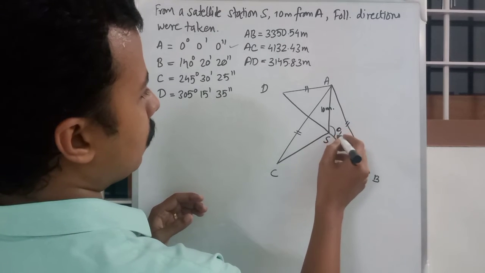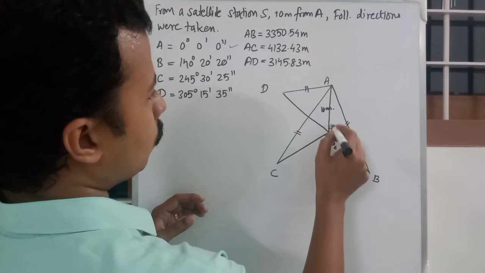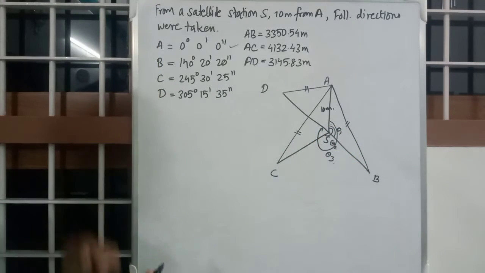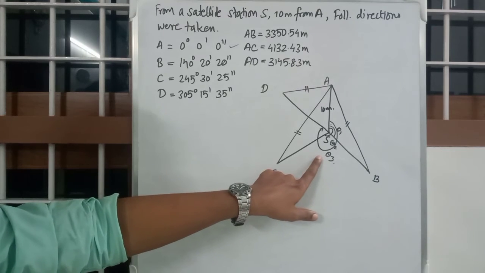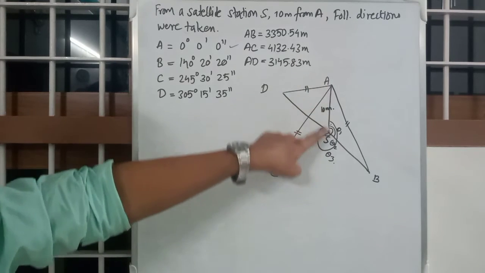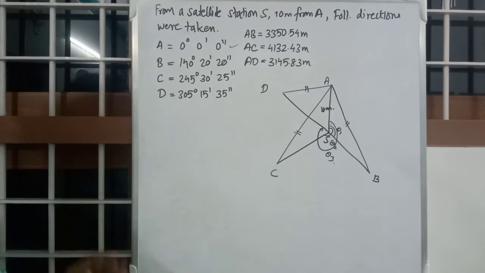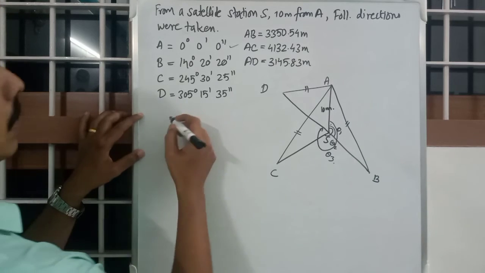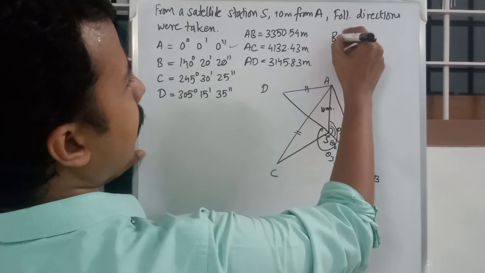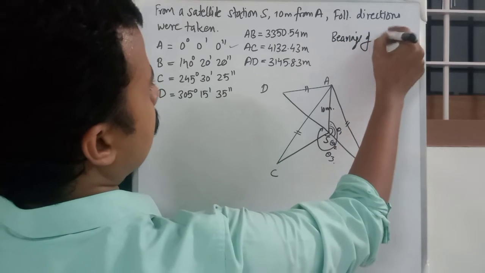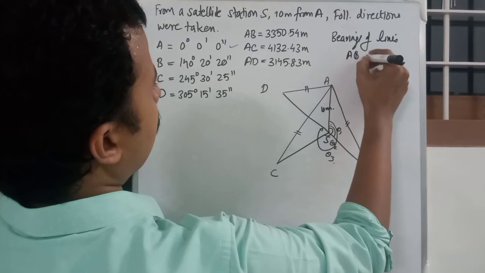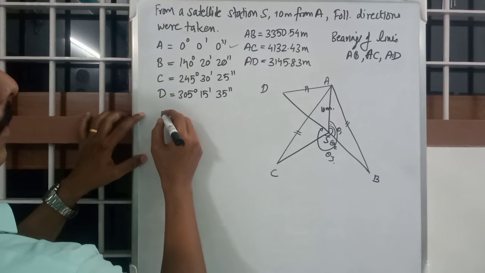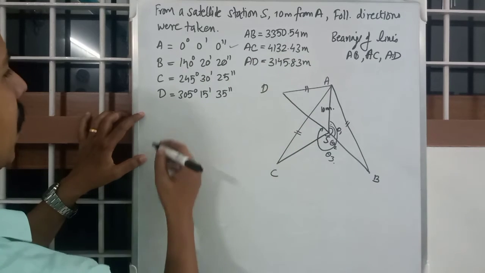The angles 140 degrees, theta 1, theta 2 and theta 3 are all bearings taken from the satellite station, starting from this line. So right away we can find the values, and the question asks for the bearings of lines AB, AC, AD.